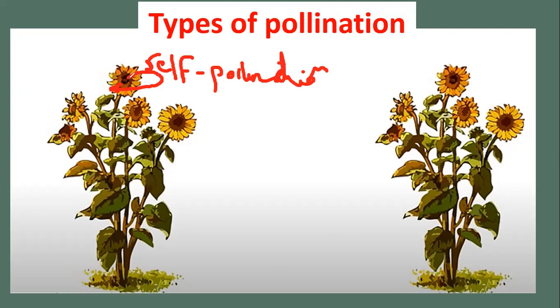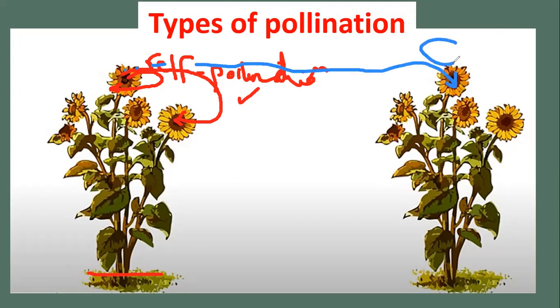Okay. And when pollen grains go from a flower to another flower in the same plant, this is also self-pollination. But when pollen grains move from a plant to the stigma of another plant, this is called cross-pollination. So we have two types of pollination, self-pollination and cross-pollination. I hope it is clear.